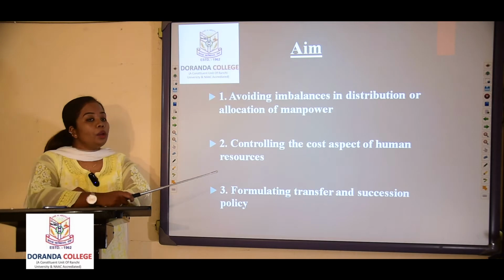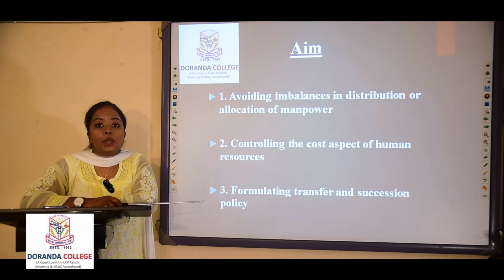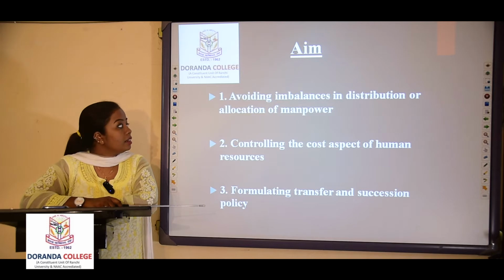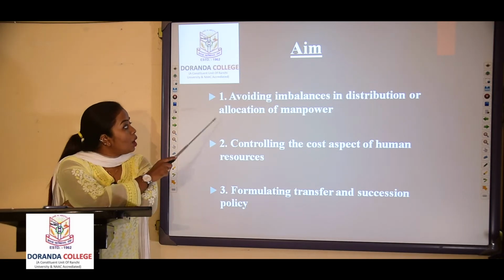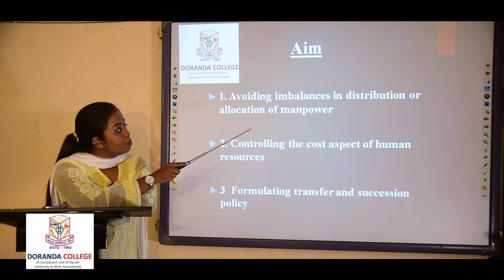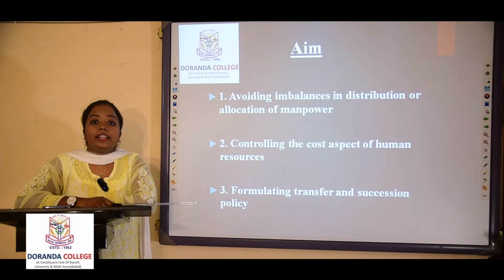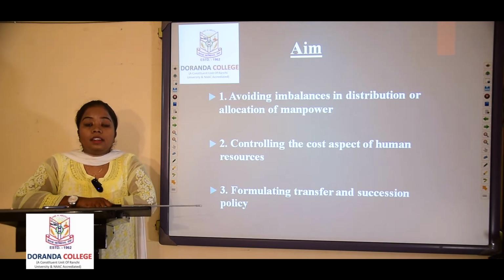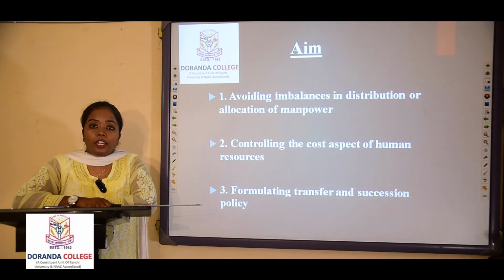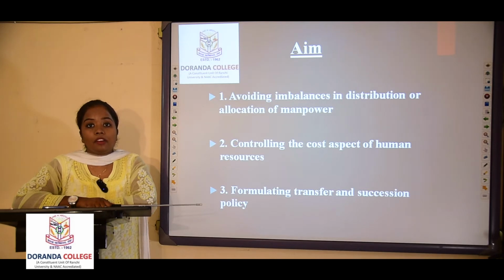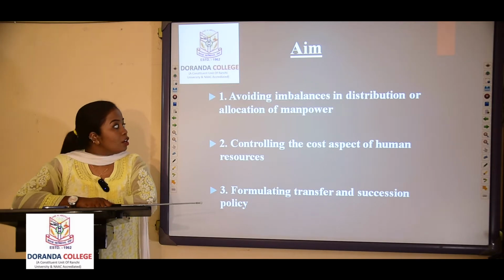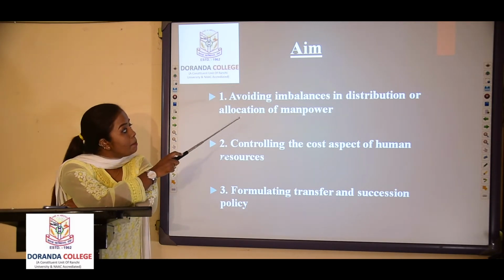Next slide is dealing with the aim of manpower planning. First aim is avoiding imbalances in distribution or allocation of manpower. As in the definition itself, it is clear that things should be properly forecasted, directed and controlled by the head or the leaders, those who are appointed over the others in the industry. So basically you have to avoid these imbalances.